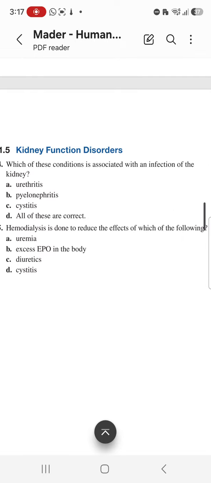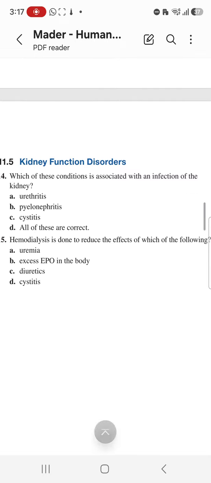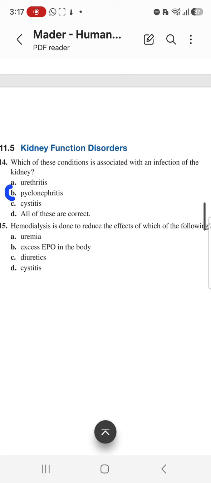Coming to question number 14. Which of these conditions is associated with an infection of the kidney? So option A, it's an infection of the ureter. Option B, it's the infection of the kidneys. C, it's infection of the bladder.